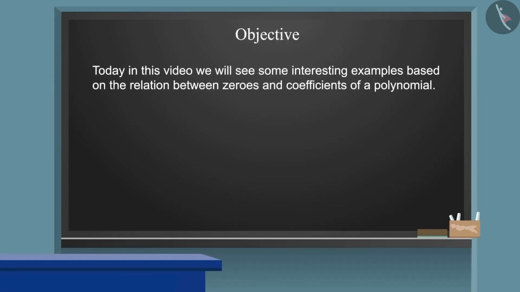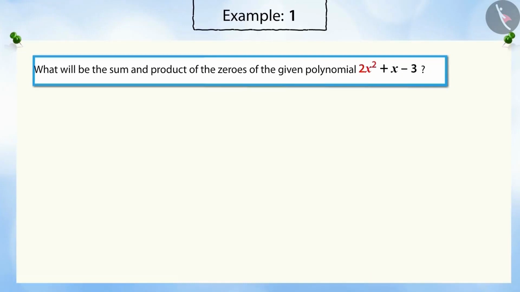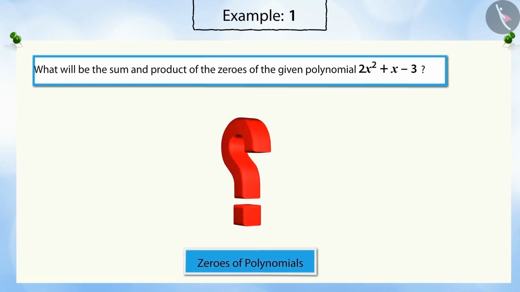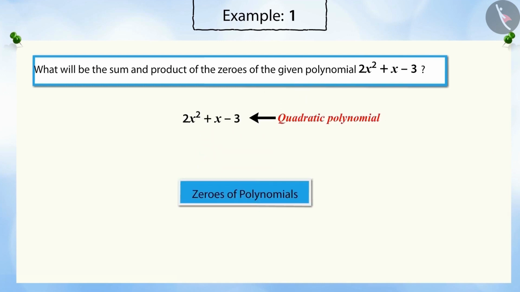In our previous video, we learned how the zeros and coefficients of a polynomial are related to each other. Today, in this video, we will see interesting examples based on this. What will be the sum and product of zeros of the given polynomial 2x squared plus x minus 3? Can you say how many zeros this polynomial has? Correct answer: because it is a quadratic polynomial, it can have at most two zeros.